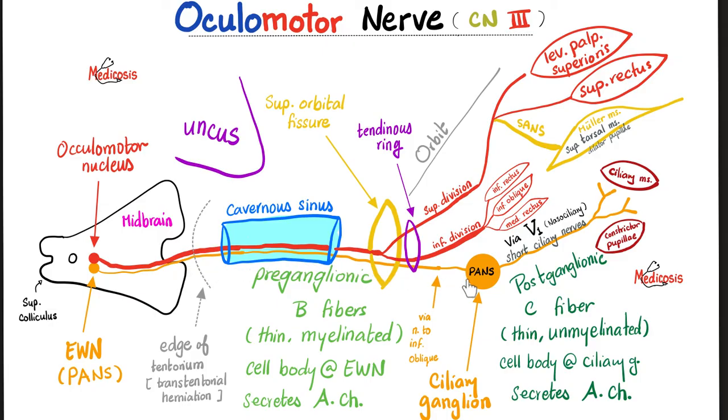Since this is parasympathetic, the preganglionic and the postganglionic fibers will secrete acetylcholine, cholinergic.